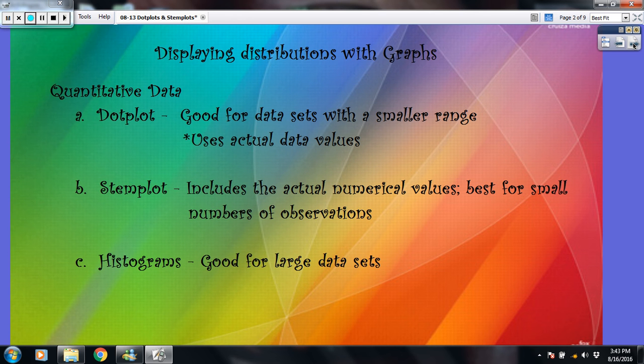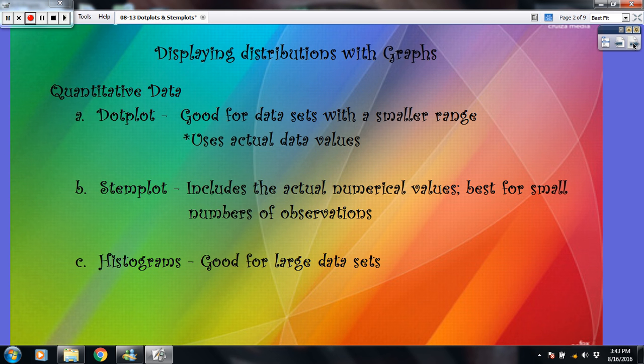Our stem plot also includes numerical values instead of dots, and it's best for small numbers of observations. So you don't want to include a great number of values there, but it can go a wider range than a dot plot, and it will still be useful. And whenever our quantitative data does not fit into one of those two categories, a small range or small numbers of observations, then it's best to go with a histogram. And we will talk about histograms tomorrow. But today, let's talk about our dot plots and stem plots.